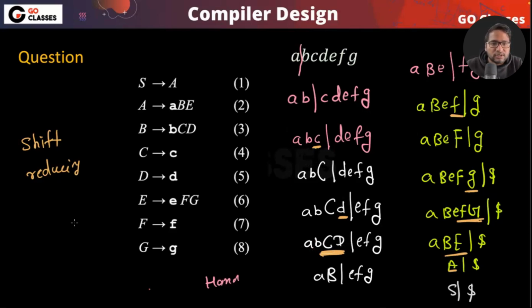Okay, so Sujit is asking, sir, what if there is a production S gives ABCD? So there is one more production ABCD, and then the parser will be reducing it. Will the parser not be taking the wrong step?